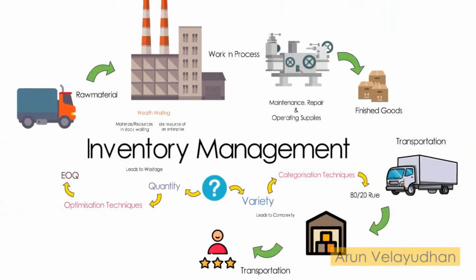The quantity aspect can be managed with the help of optimization techniques, and one optimization technique that we will be learning is EOQ, which is the abbreviation of economic order quantity. Variety can be handled with the help of categorization techniques. So we usually follow an 80-20 rule for categorization. This is also known as Pareto's principle.